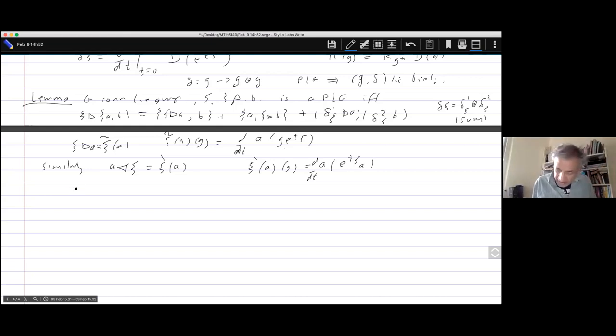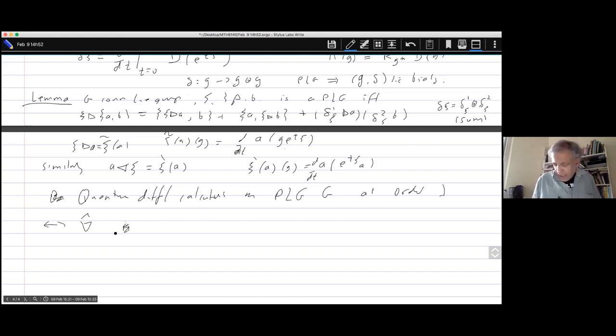Now, to cut a long story short, the differential calculus on G, a quantum differential calculus on a Poisson-Lie group at order lambda. That corresponds to a contravariant connection. Well, it has to have a certain form just by trivializing the cotangent bundle.